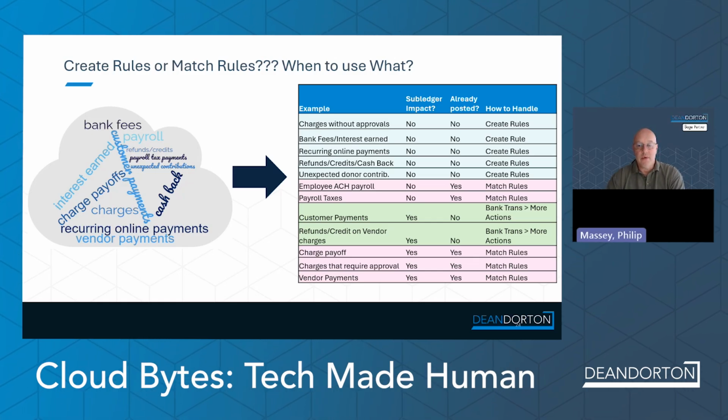So create rules, populate, and create transactions. Match rules give you a leg up on your bank reconciliation. This makes data entry easier. This makes reconciliation easier. Okay.